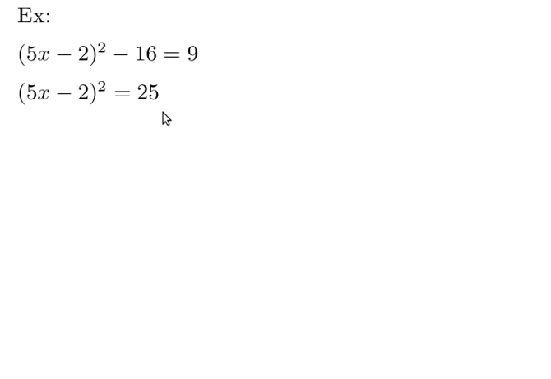Now we can apply the square root property. So we can say that 5x minus 2 is equal to plus or minus 5. So we have two equations: 5x minus 2 equals positive 5, and 5x minus 2 equals negative 5. So that means, for now I'm going to go ahead and keep it with the plus or minus sign. So we'll have 5x equals 2 plus or minus 5.